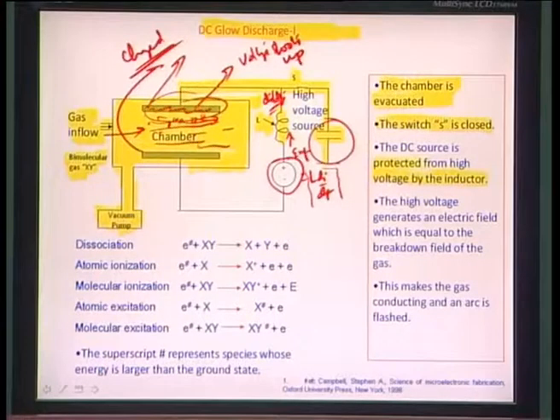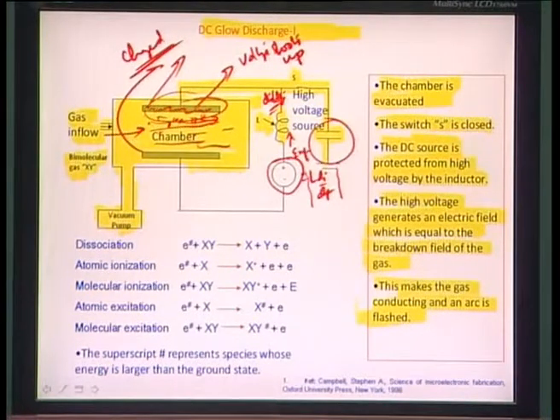So the DC source is of course protected from the high voltage, as I talked about earlier, by the inductance and the reverse effect as the current suddenly changes in the circuitry. But the high voltage that has been used to actuate this particular plate generates an electric field which is equal to the breakdown field of the particular gas, and this makes the gas conducting, and an arc is immediately flashed. So let us see what happens because of this arc.